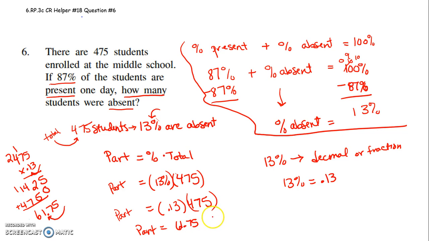61.75. So it didn't come out exact for me. Let's hope I didn't make a mistake in my multiplication or my subtraction. But I'd say I could round that to about 62 students who were absent. I hope on your CR, 62 students absent, it comes out nicely. All right, hope that helps.